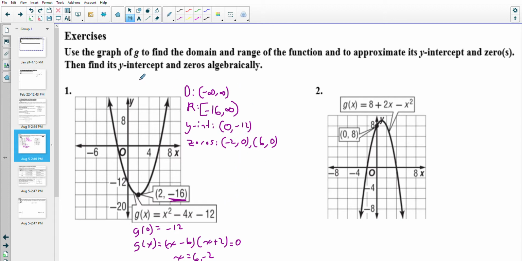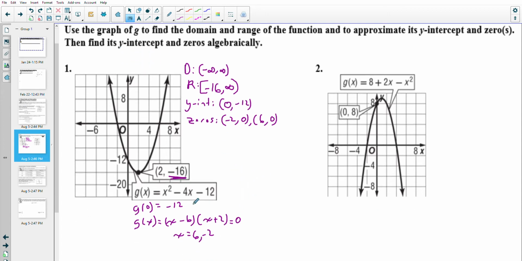Now, it also says find the y-intercepts and zeros algebraically. How do you do that? Well, you put 0 in for x and 0 in for y. So putting 0 in for x, you evaluate, you get negative 12. So that's how you get your g of x, which is negative 12.